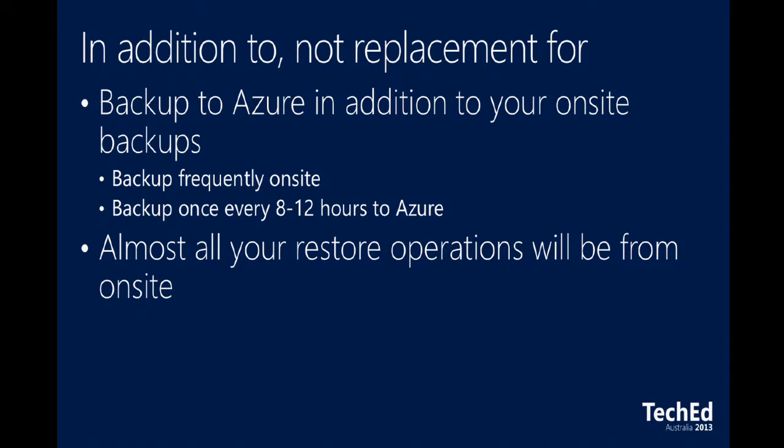Your Azure backup is for when maybe you've lost your backup server or your local backup target, where maybe you're backing up to the SAN, and you need a recovery from yesterday, or you need somewhere to back up until you've replaced that. So it's a point in time, it's a supplement. You back up frequently on site, and then you might back up once every 8 to 12 hours to Azure.